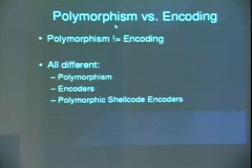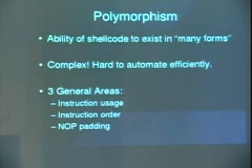So one thing I see is that a lot of people consider polymorphism to be encoding. Not the same thing at all. All 3 of these things are different. We're going to go into each one of these separately, but I just want to point out that these are definitely not the same thing. Some things have features that are similar, but the function is completely different.